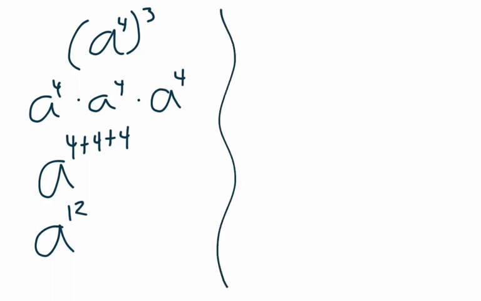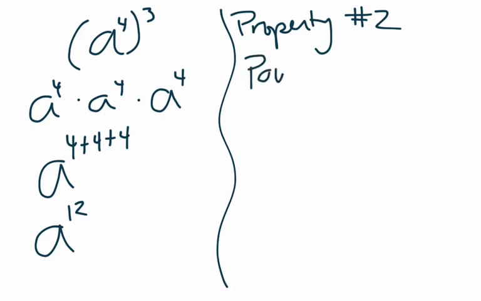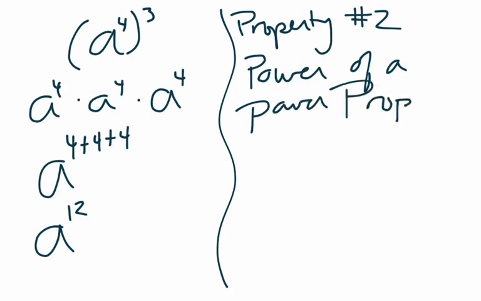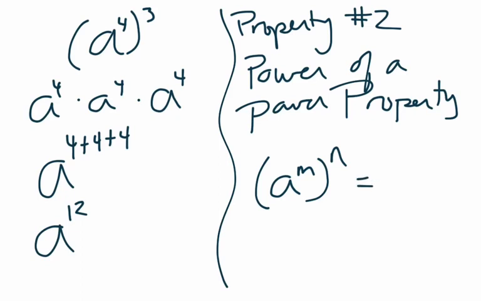And that brings us to our second property. And you could keep doing these over and over and over again until you personally are convinced. So this is called the power of a power property. And what we mean by that is you're taking something raised to a power and then raising that to a power. So that's why it's called power of a power.